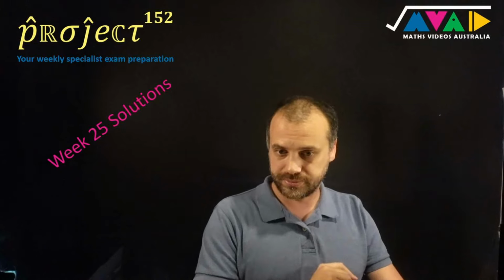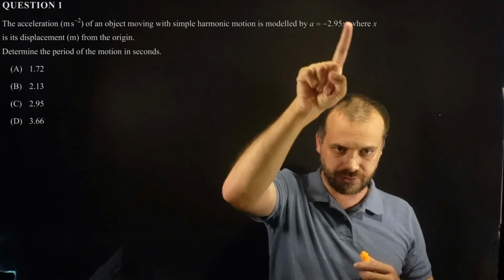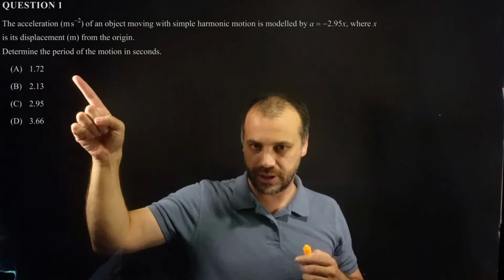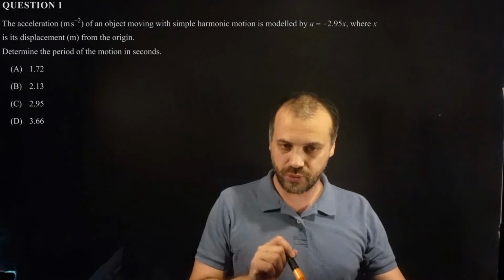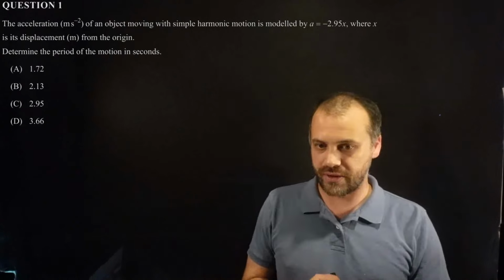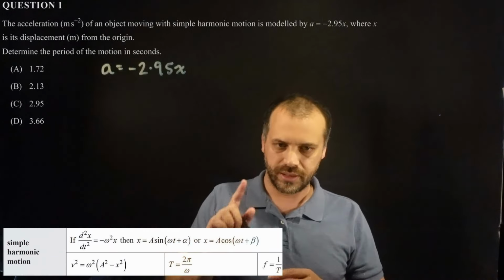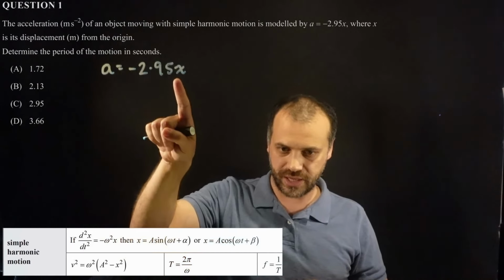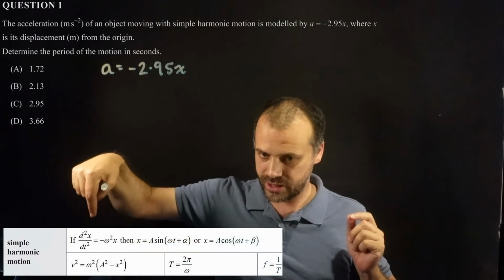Let's get started. So first question here, and we've got some simple harmonic motion and acceleration with respect to displacement, and we're being asked to determine the period of the motion in seconds. Now this is a relatively straightforward question as long as you remember that you have a formula sheet right here, simple harmonic motion. Now the formula that we're given here is acceleration equals negative 2.95x, and a formula that looks exactly like that is right here.